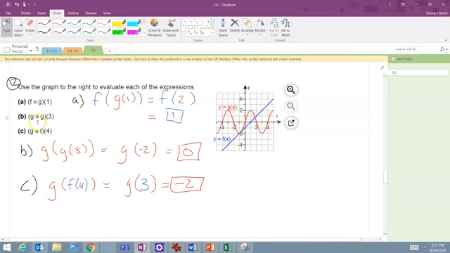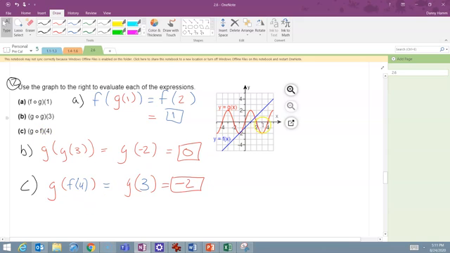For B, we have G of G, and we're evaluating at 3, so my x value is 3. What is my y value here? I go down, it is -2. That's where this comes from. Now that becomes my x value. I go over to -2. What is my y value here? It is 0.